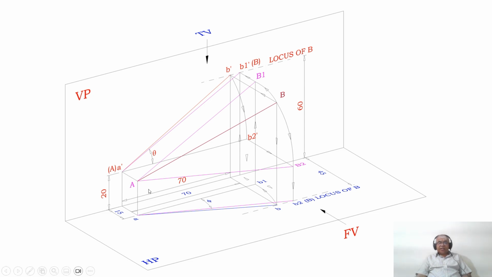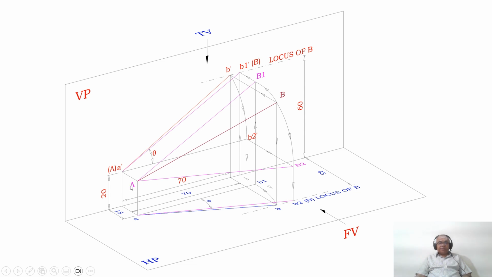So with A as center, taking the radius of capital AB, you rotate in the clockwise direction, as you can see here. A is above HP by 20 mm, so B2 should also be above HP by 20 mm, then only the line is parallel to HP. Since the line is parallel to HP, you get the true length in HP. You mark this point as B2. So while doing so, what happens in the front view? What is the position of this point capital B in the front view? That is B dash.